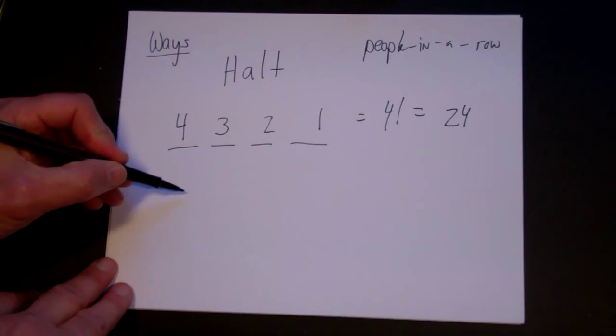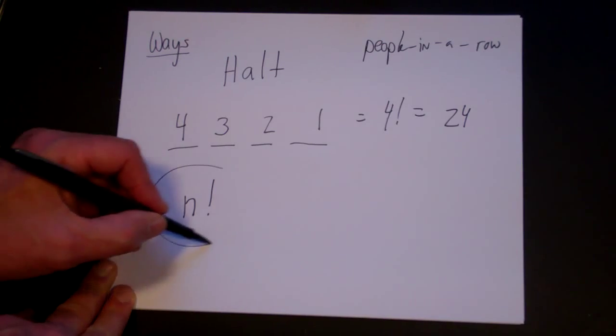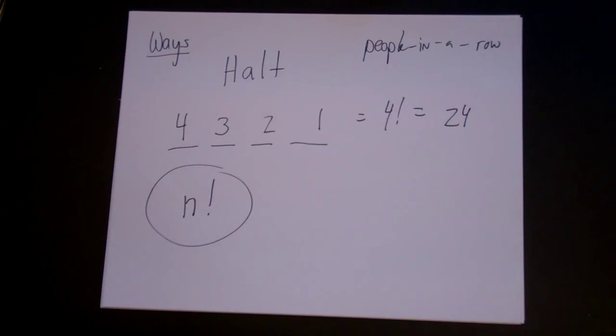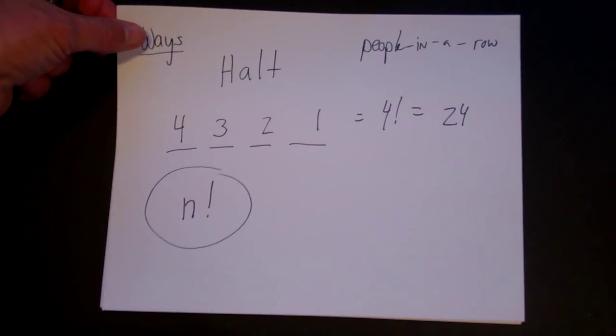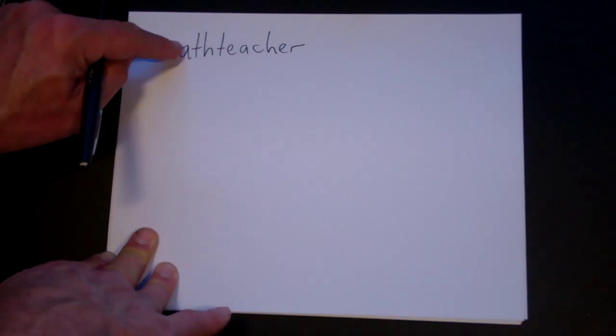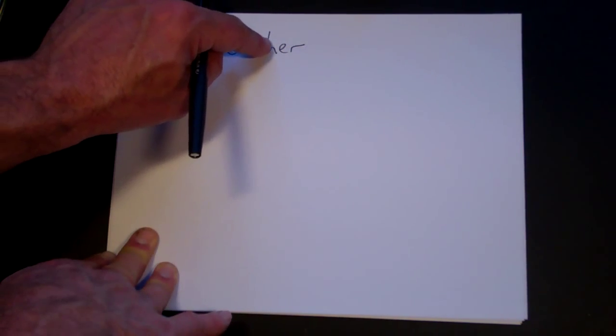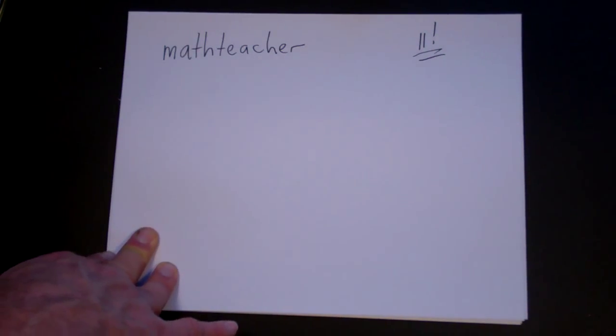In general, if you have n letters, then you'll be able to rearrange them in n factorial ways, as long as the letters don't repeat, and as long as none of the letters are the same. Let's look at a problem that looks the same. So let's look at math teacher. There are 11 letters, so you'd think it might be 11 factorial.